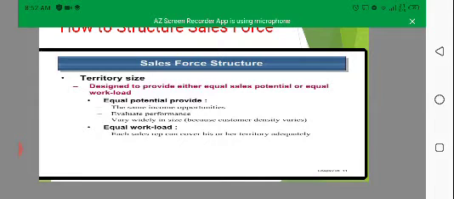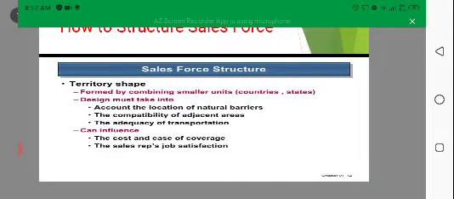Designing to provide either equal promotion or equal workload. Equal promotion provides the same income opportunities and evaluates performance, and varies widely in size because customers definitely vary. Equal workload means each sales rep can cover his or her territory adequately. He will make the same calls, 10 calls per day or 5 calls per day, so this will equally cover the territory. So what is the shape or the size of the territory? Found by combining smaller units.